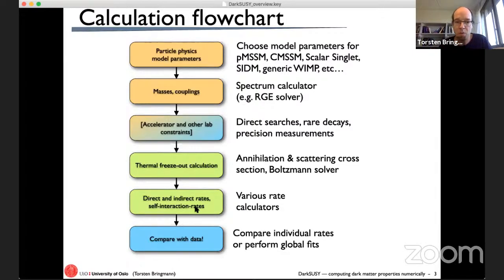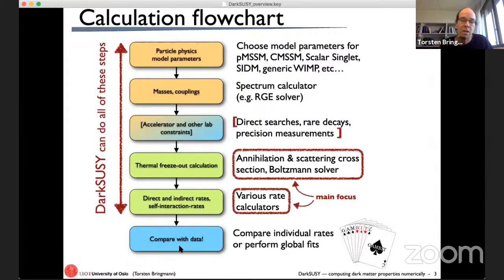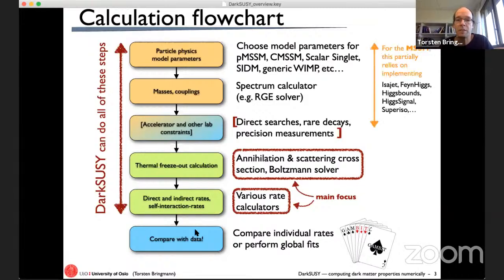And finally, once you have the rates, you can actually compare them to the data. In principle, all these steps are what DarkSUSY is doing, with a clear focus on these last steps. In particular, there's a large part of DarkSUSY dedicated to any kind of thermal physics in the early universe, the freeze-out calculations, but also related to kinetic decoupling, which you've heard about in Laura's presentation, and direct detection rates, indirect detection rates, astrophysical rates due to self-interacting dark matter, for example.